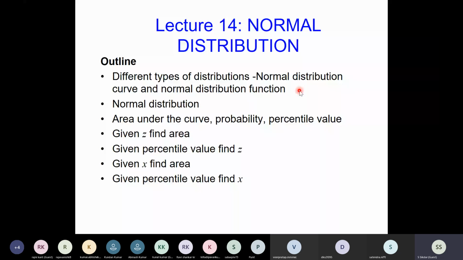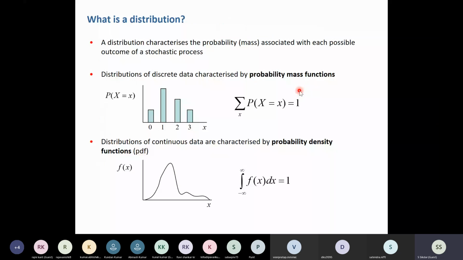Now, what is distribution? Basically, distribution gives the probability associated with each possible outcome. So if I say what is the probability, that's what it gives. If I just toss one coin, what is the probability? And the summation of all probabilities is going to be one. These are all your basic ideas.